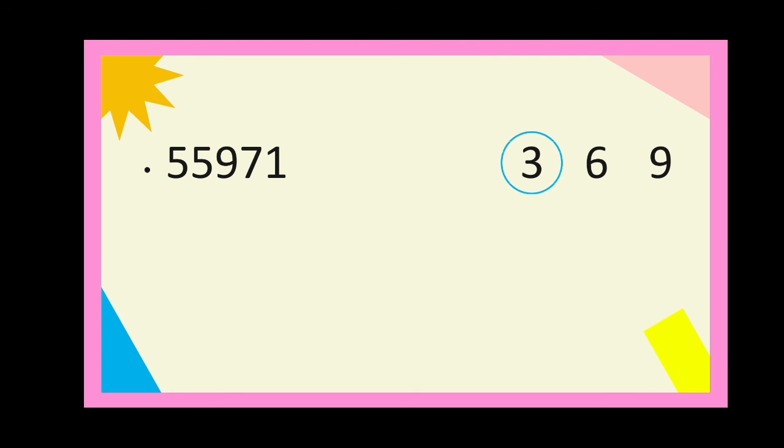Now, for the divisibility rule for 9, the sum earlier is 27. 27 divided by 9 equals 3. So, walang remainder. That means the given number is divisible by 9.